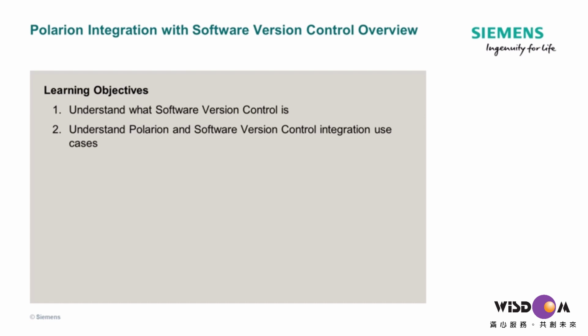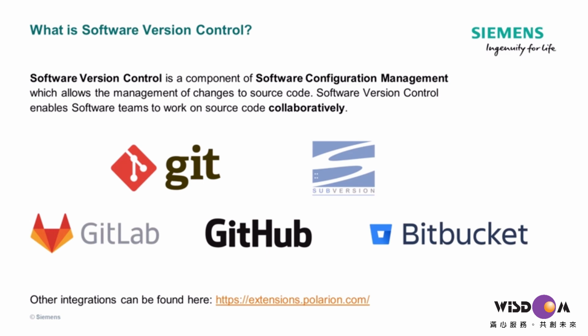In this lesson, we'll discuss what software version control is and the use cases for integrating Polarion with software version control tools. Software version control is a component of software configuration management, which allows the management of changes to source code. Software version control enables software teams to work on source code collaboratively.